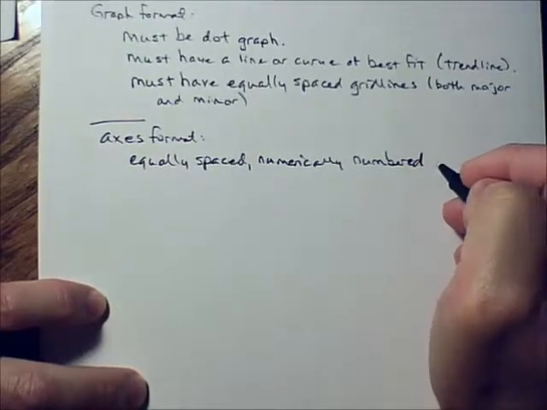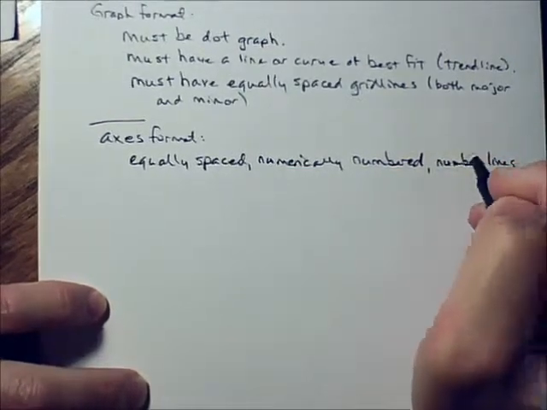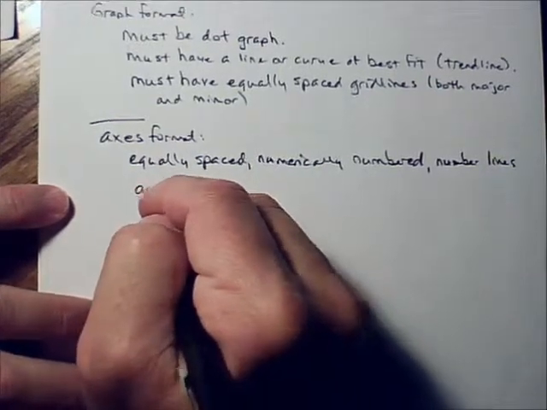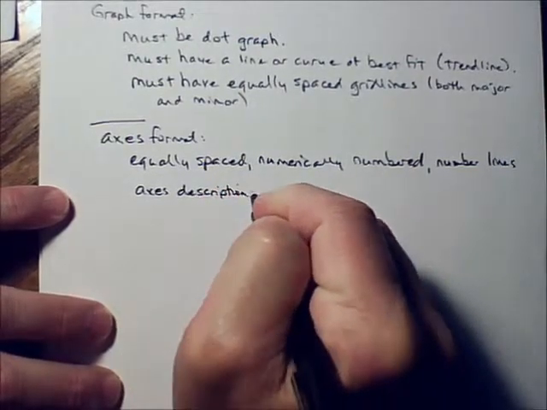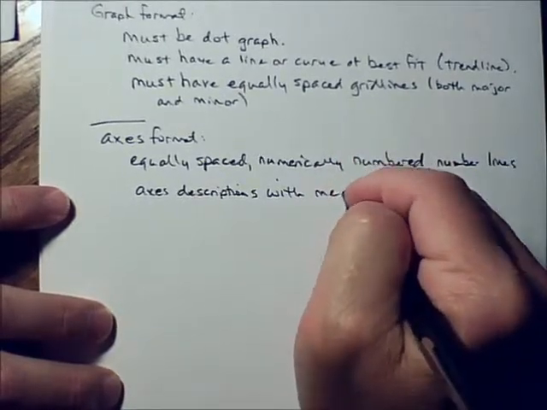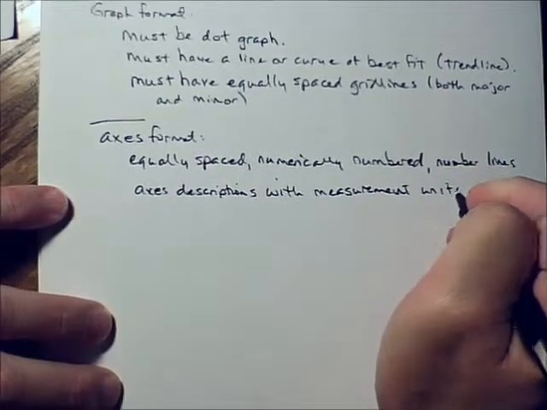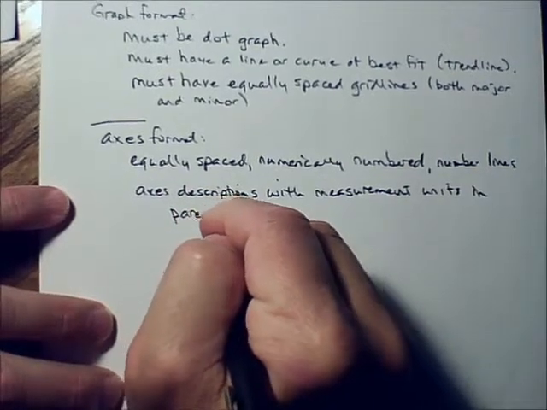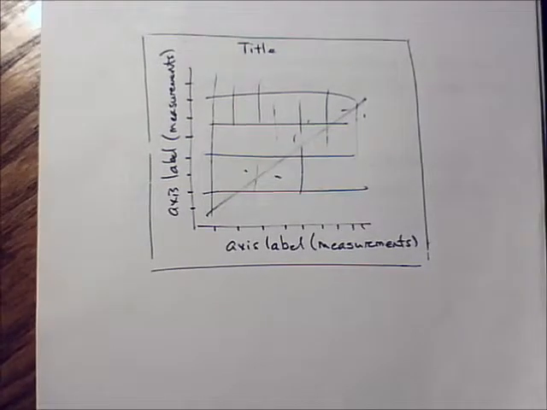Let's see, numerically numbered number lines. Okay. Let's see. Axes descriptions with measurement units. In parentheses. All right. Got all that?